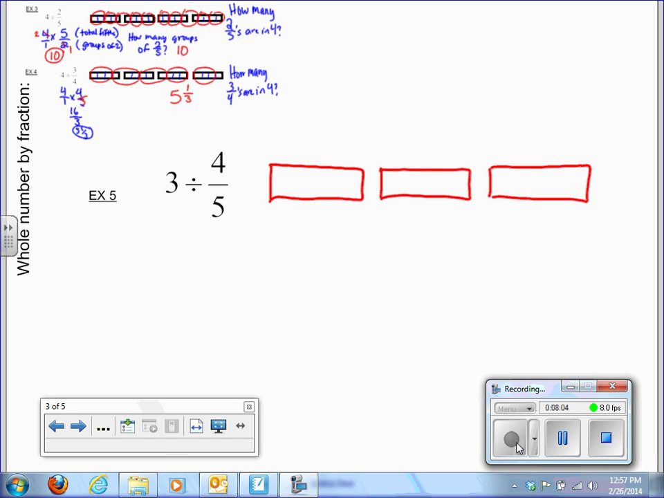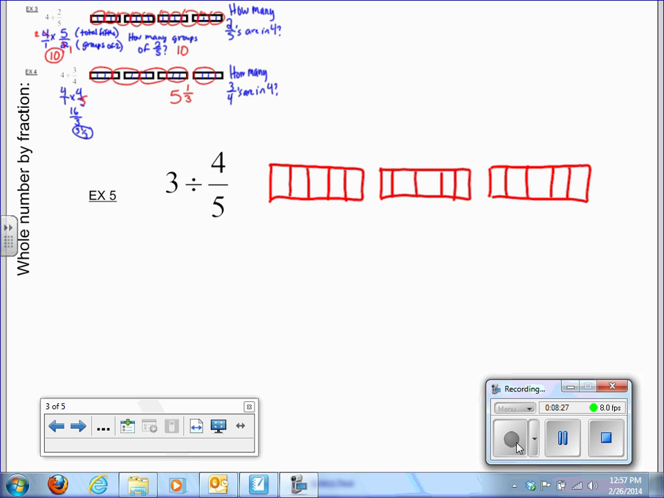Someone please tell me how I've got 3 divided by 4/5. I have my 3 wholes. What should I do first to my model, Brian? Divide each whole into fifths. Okay, I need 5/5 in each whole. So, all right, so there we go, 5/5. I have 15/5. Now what?